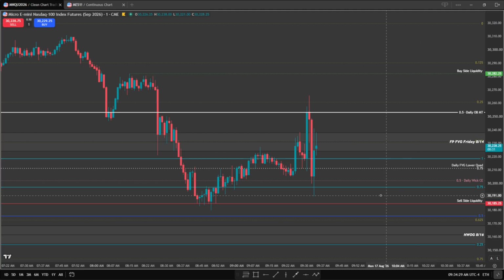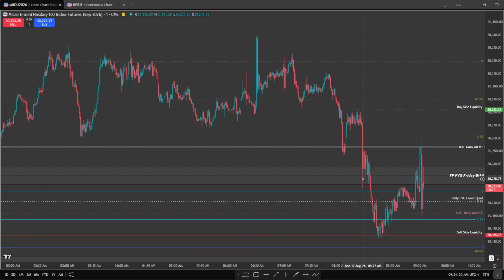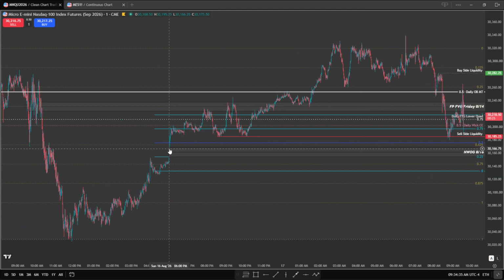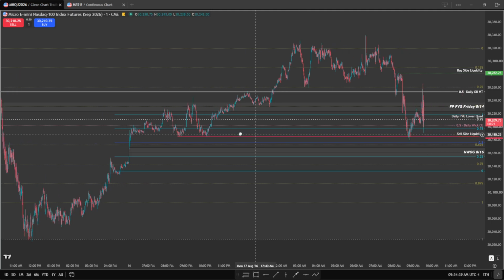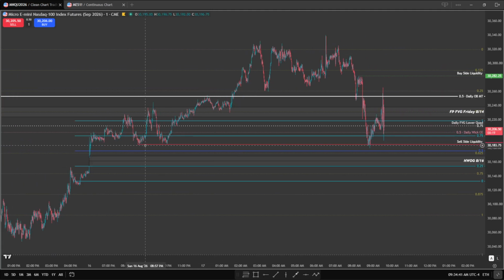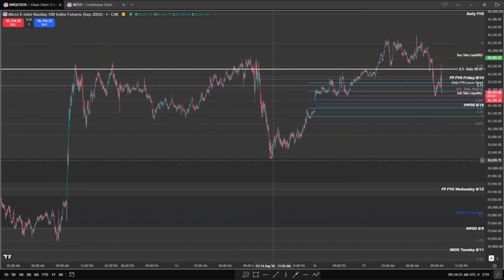I'd like to be targeting the new week opening gap because it hasn't been traded to. Just opened up and ran out of it. And there's the sell side here, and then the midpoint of the new day gap. So I'd like to see a return down to this, and I think I'd like to see this low taken.